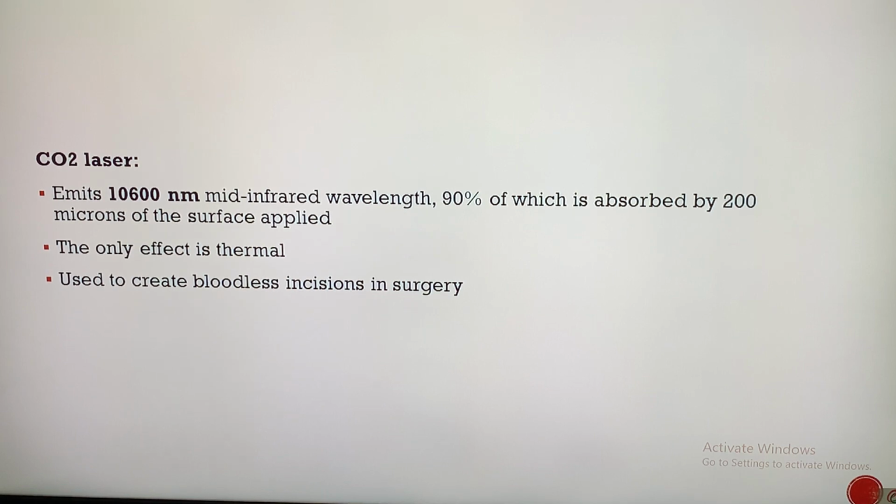Carbon dioxide laser is not used in ophthalmology. It has a wavelength of 10,600 nanometers. And it is used to create bloodless incisions in surgery.